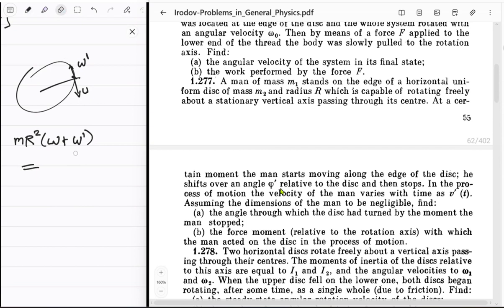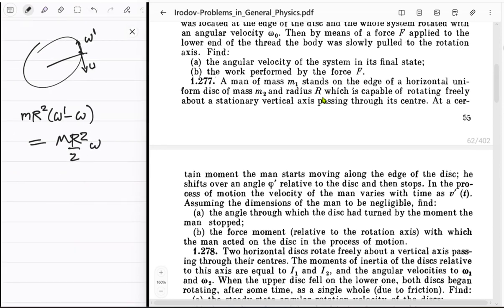Oh, sorry, it should not be this thing. It should be this. I think negative. Well, no, I think this is moving faster, so it's going to be omega dash minus omega, because this guy's inertia should be less, and then this guy's inertia, it's a uniform disk. Yeah, well, it's m r squared upon 2. That is omega. That's the thing.